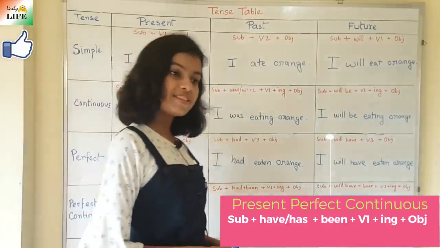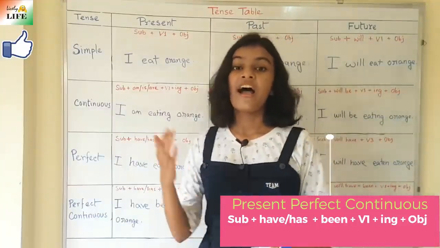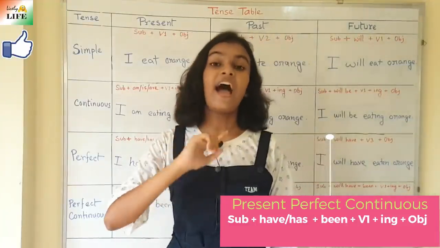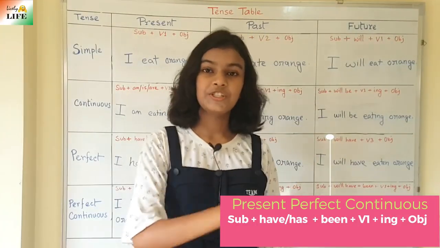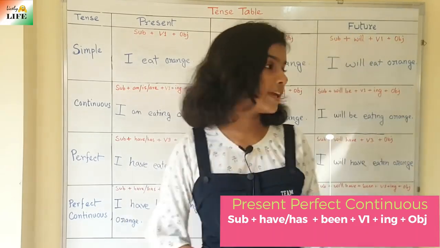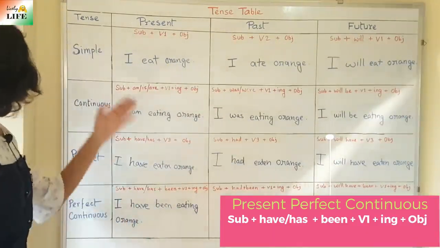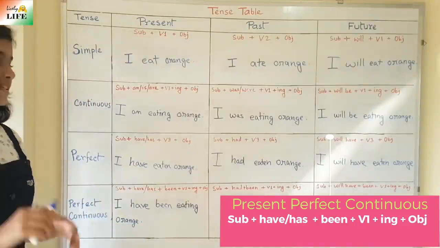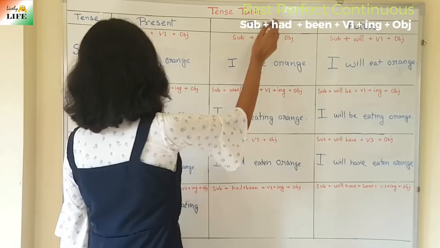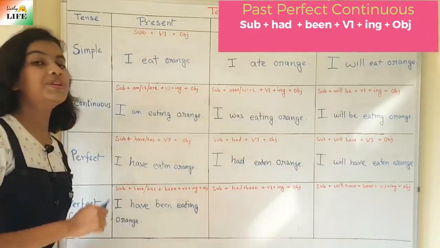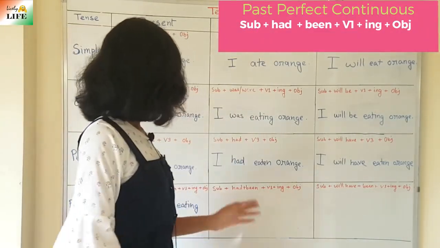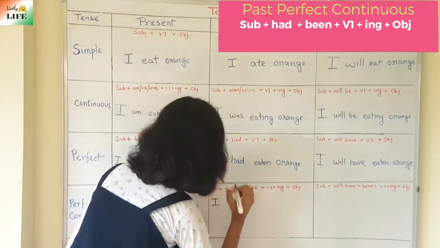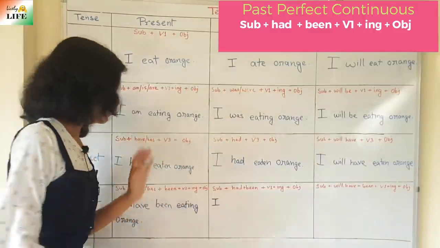Some other examples are I have been playing football. Then I have been going to school. Okay, so these are some examples of present perfect continuous tense. Now the second one is past perfect continuous tense. So what is the construction? First subject I, then we have had.